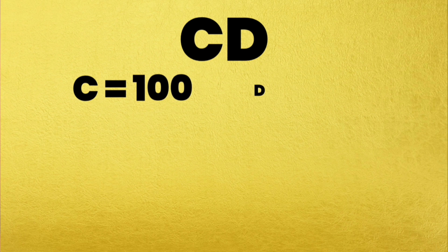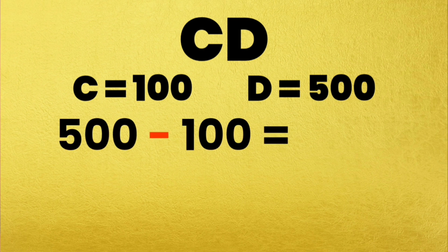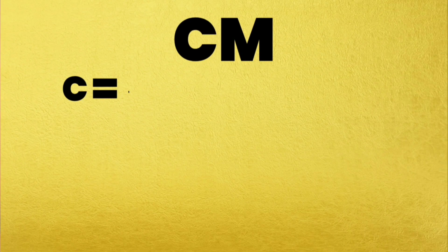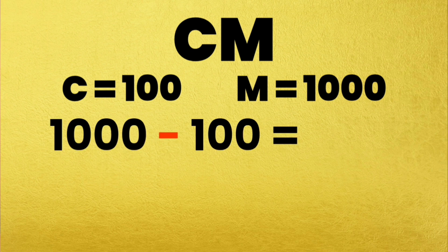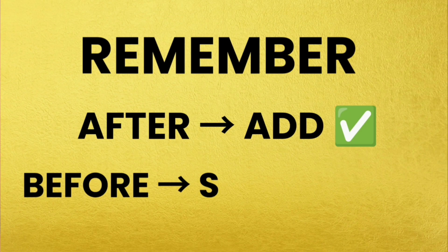C is 100, D is 500. C comes before D. So 500 minus 100 is 400. That means CD is 400. CM. C is 100, M is 1000. C comes before M. So 1000 minus 100 is 900. CM is 900. Remember, after the bigger number, add. Before the bigger number, subtract.